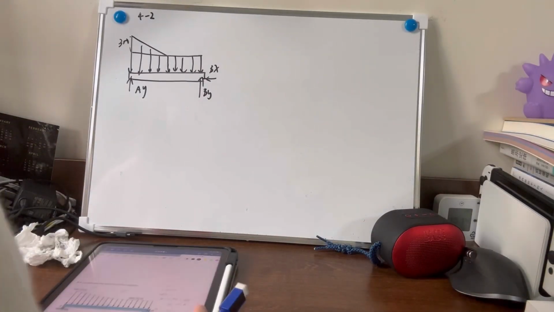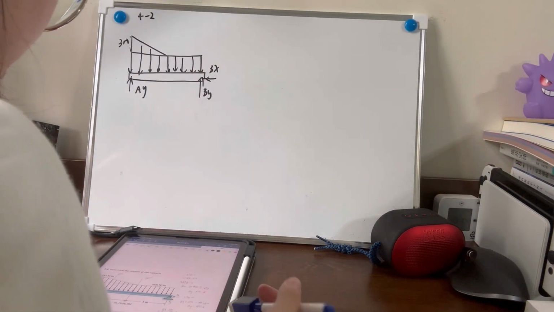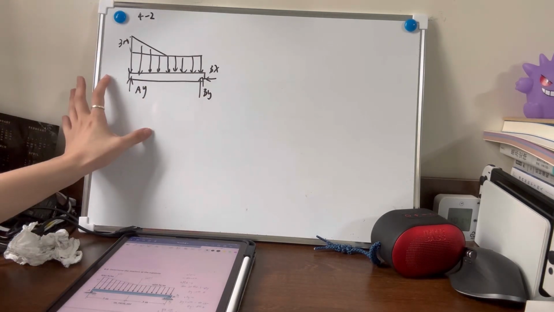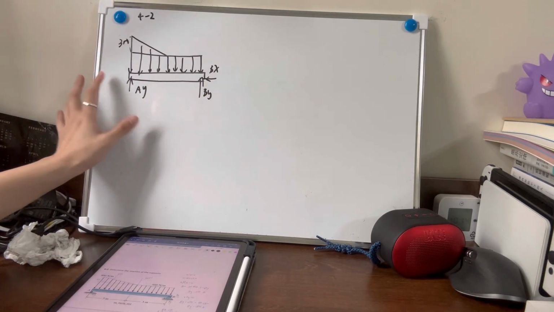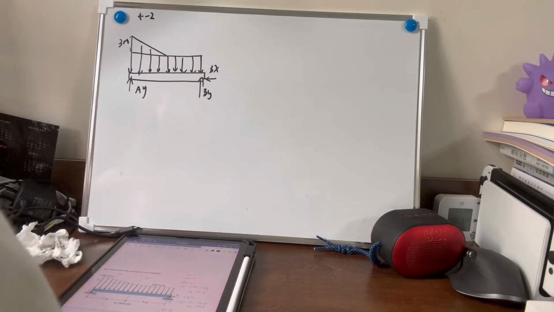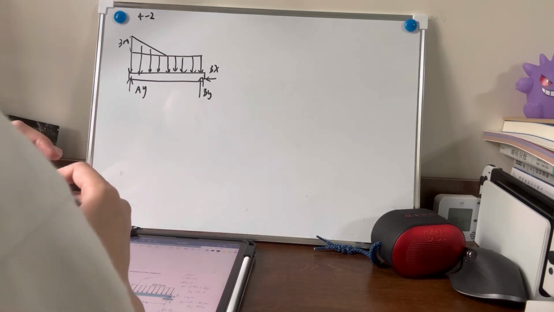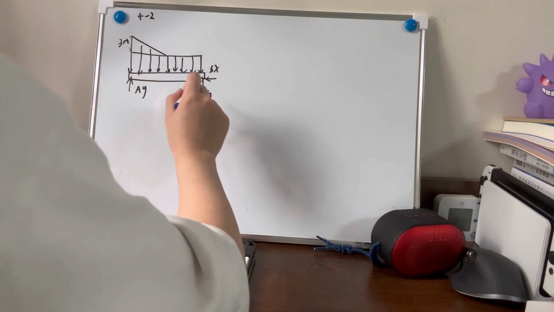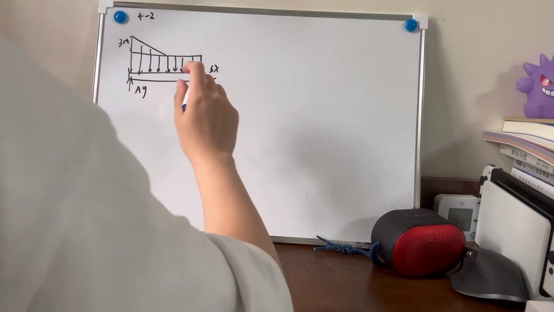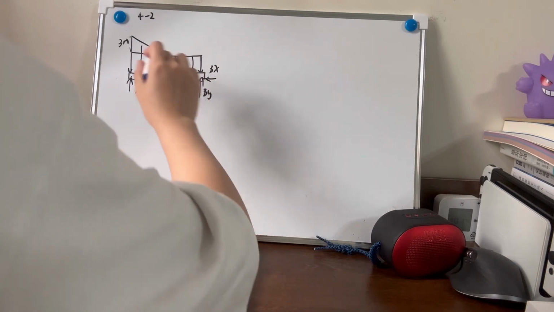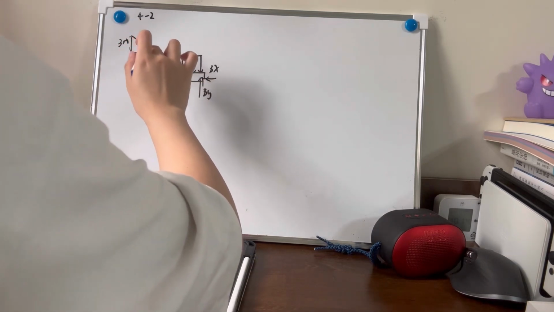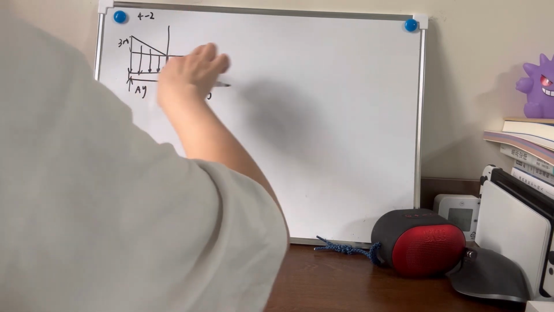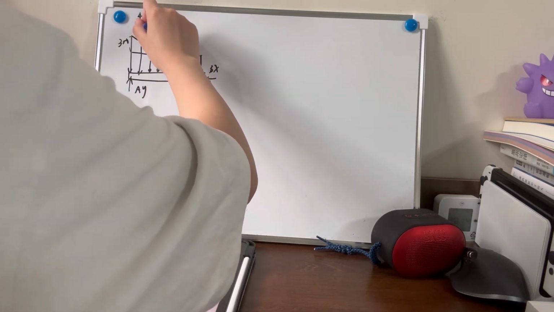And now this question asks us to determine the reaction at the support, and we know it's equilibrium. So we have to draw the free body diagram first. So the free body diagram is here, and I divide this distributed load into the force here, the rectangle and the triangle here.